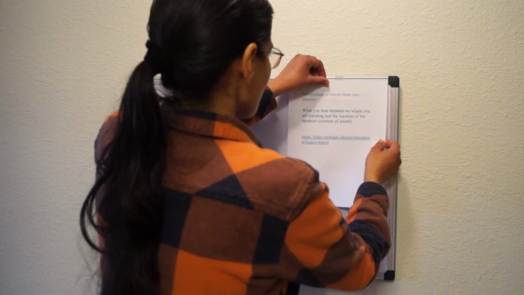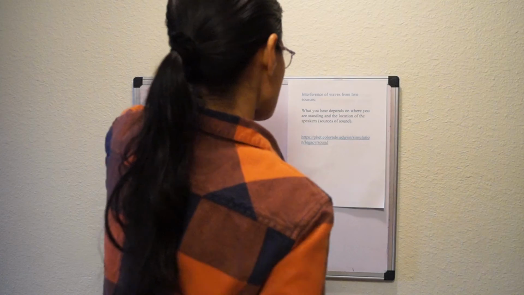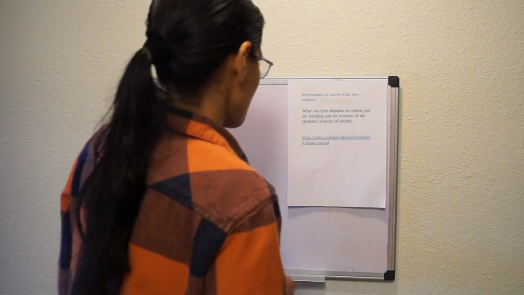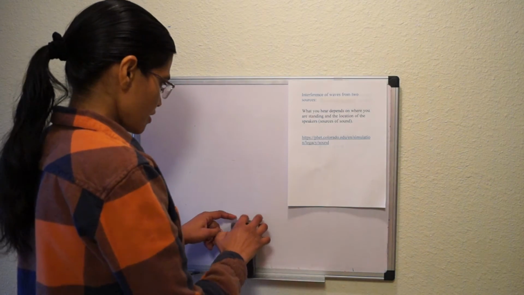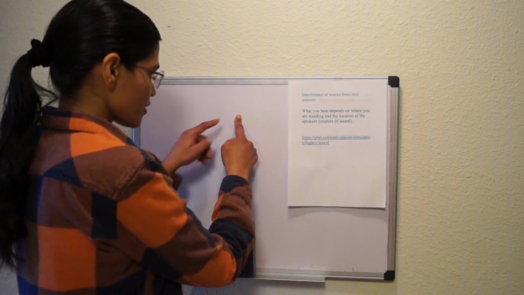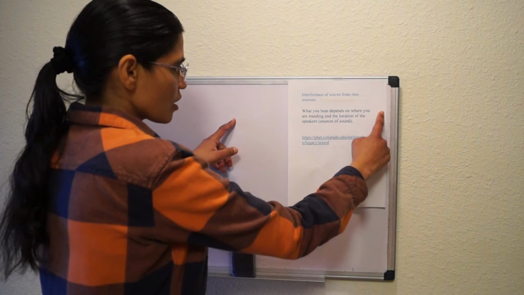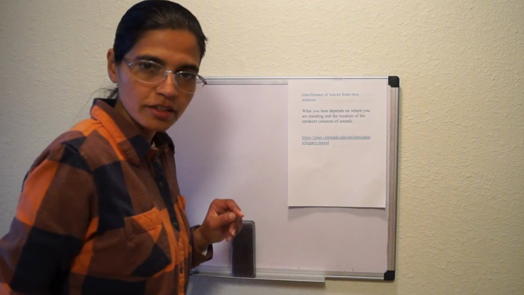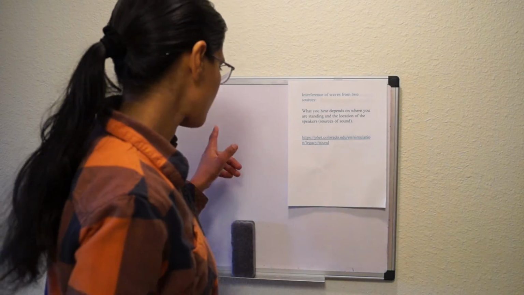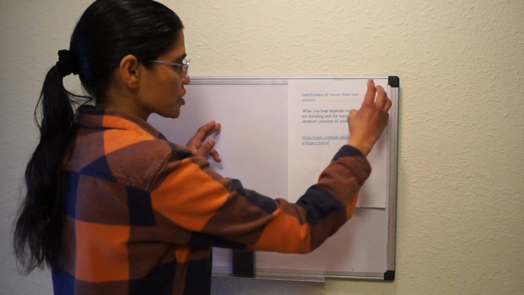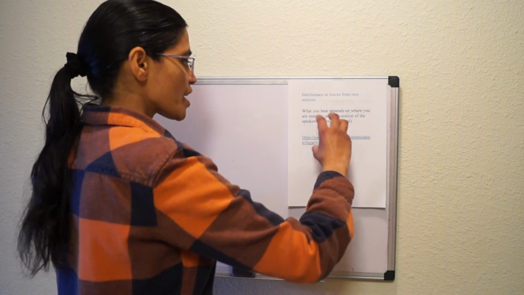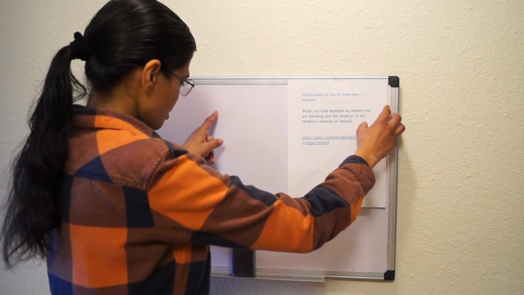Okay, so interference of waves from two sources. Let's say you have one speaker here, and then there is another speaker somewhere around here, and then you are standing somewhere over here. What do you think you hear? What does it depend on? So really, it has to do with something called interference of the wave, and what you hear here depends on where you are standing relative to the location of these speakers.